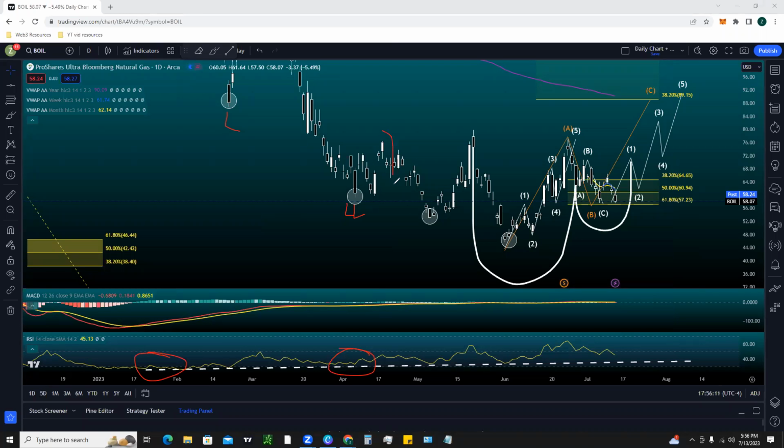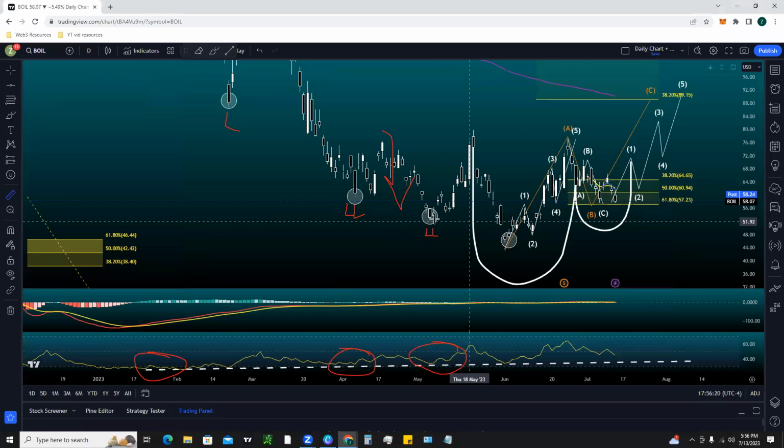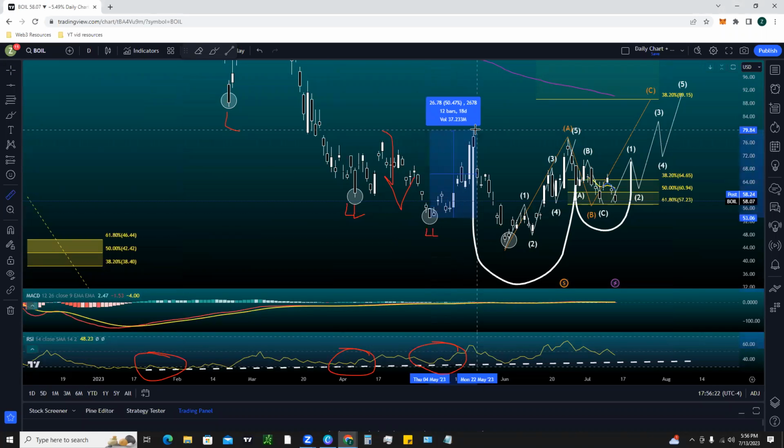Then we end up coming back down again, making a new lower low. You see on your RSI here, we're actually making a new higher low here. And that again presents you guys with a really good opportunity. If you take a look, that was actually a 50% move to the upside there.